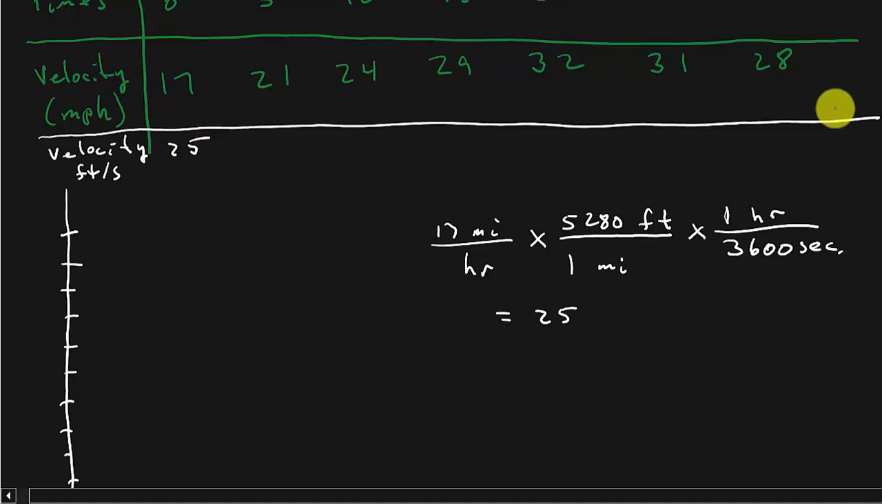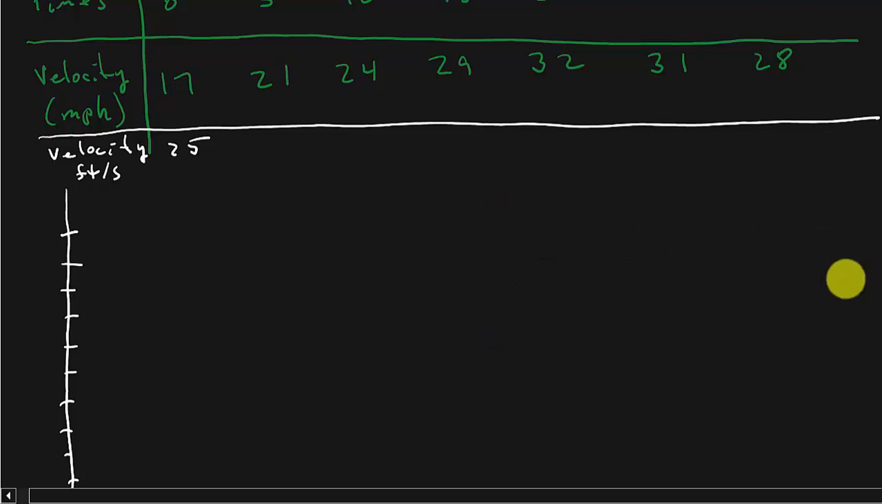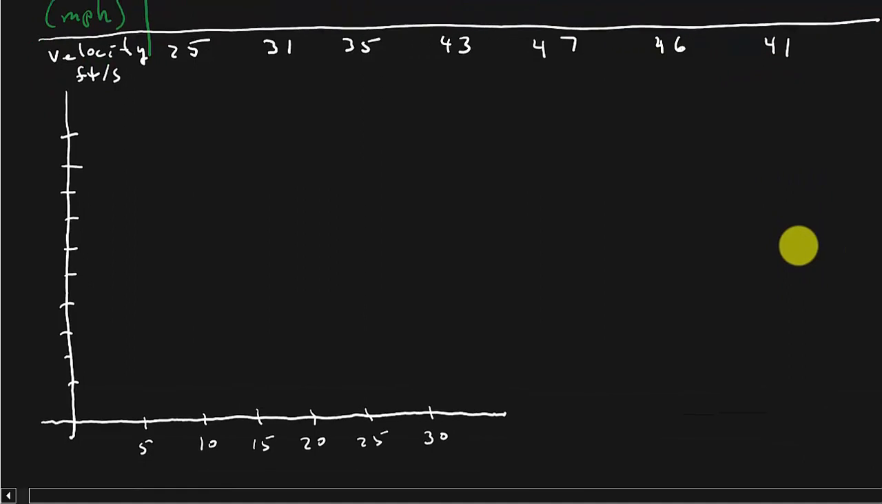And so you would need to do that for each one of those. I'm not going to show the work on it. I'm just going to write the answers down. So that would be 31, 35, 43, 47, 46, and 41. And so we'll do this as 5, 10, 15, 20, 25, 30, 35, 40, 45, 50.